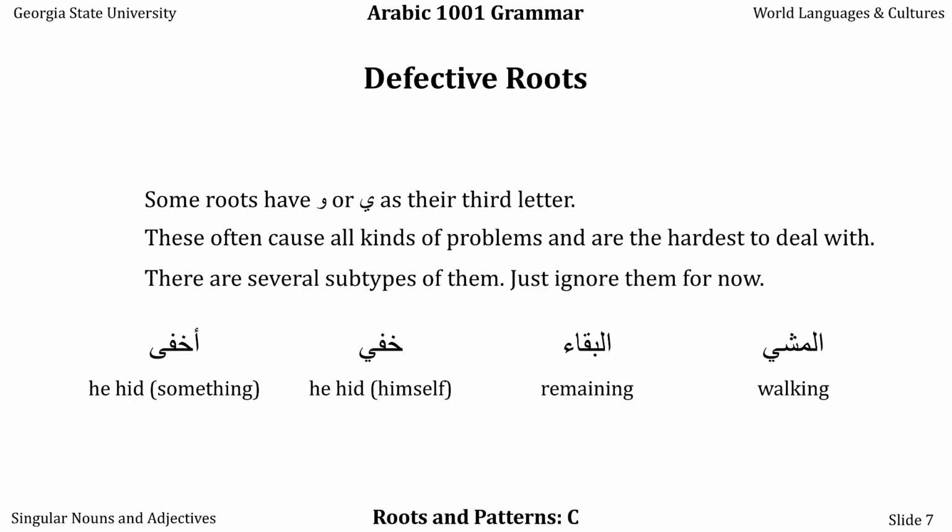Al-mashi is our word for walking. It's mim, sheen, ya. Al-baqa is our word for staying or remaining. It's really ba, qaf, ya. Khafiya is he hid himself. It's kha, fa, ya. And akhfa is he hid something else. It's still kha, fa, ya.